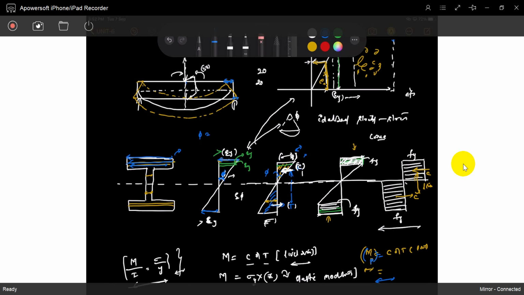Elastic curvature is strain divided by d by 2. That's the strain divided by, this is d by 2. This distance is not exactly d by 2 if you take an irregular I shape. I didn't mention it as d by 2, so I call it t dash.